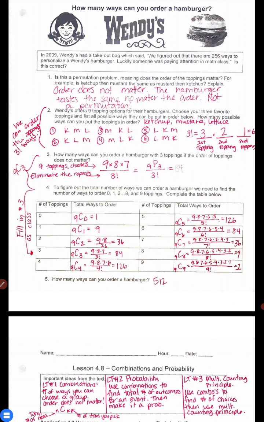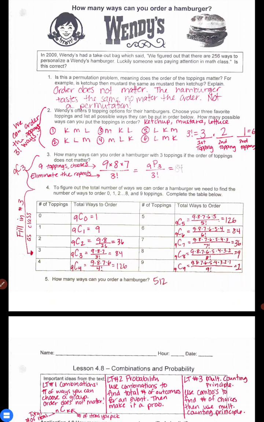Well, what if I change it a little bit? What if I say Wendy's offers 9 topping options for their hamburgers? Choose your 3 favorite. List all toppings in a way they can be put in order. Well, if I tell you that they are being put in order, that's a permutation, right? So you've got to read those instructions carefully.